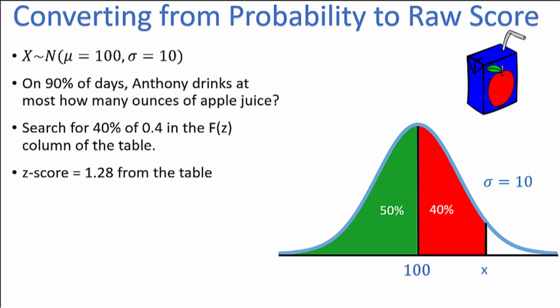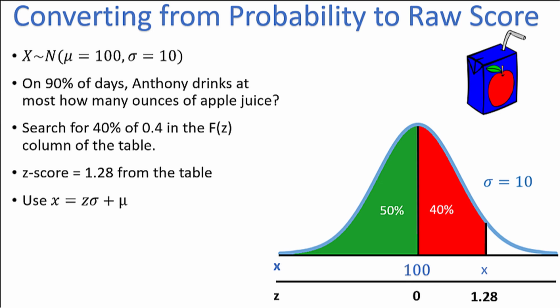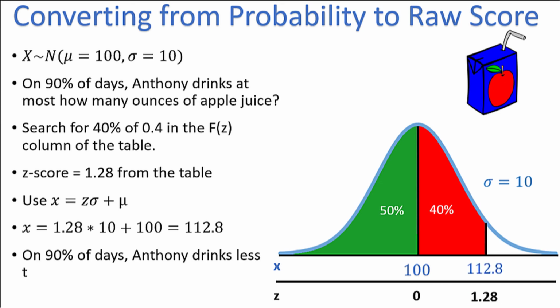Now, 1.28 is the z-score associated with the number of ounces of apple juice that we want. We can add the secondary horizontal axis and plot the z-score of 1.28 on the graph, but we still don't have the value in terms of x, the raw score, or in our case, the number of ounces of apple juice. We need to convert into ounces of apple juice using the raw score formula, which is x is equal to z times sigma plus mu. We have x equals 1.28 times 10 plus 100, which simplifies to 112.8. This is the missing value for x on our graph. On 90% of days, Anthony drinks less than 112.8 ounces of apple juice.